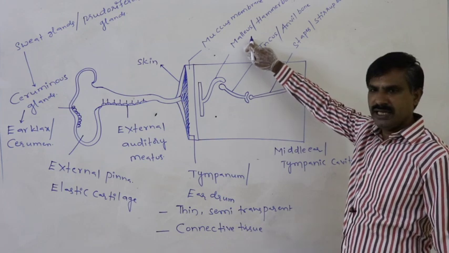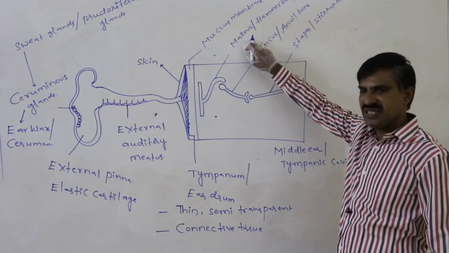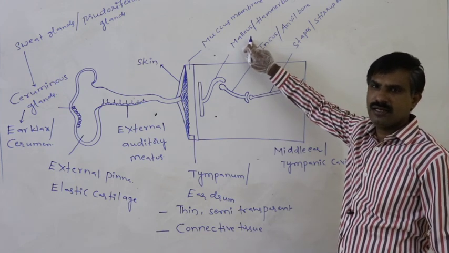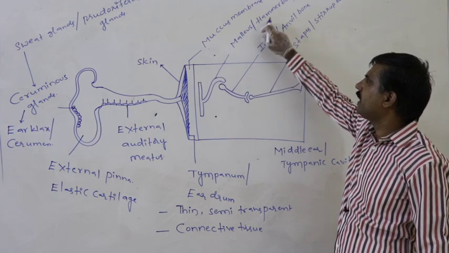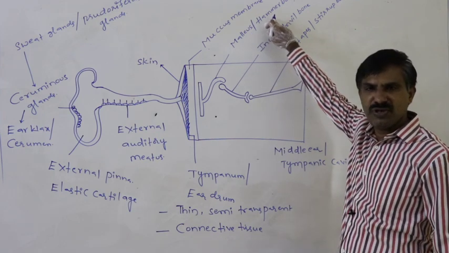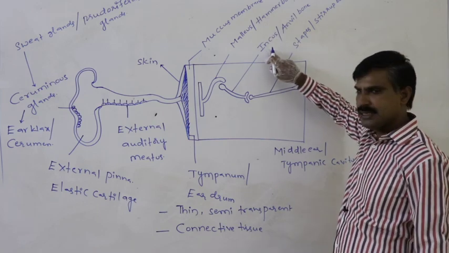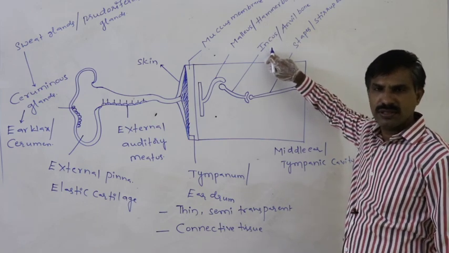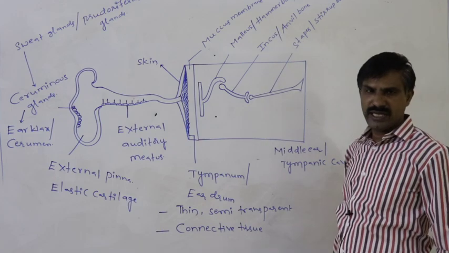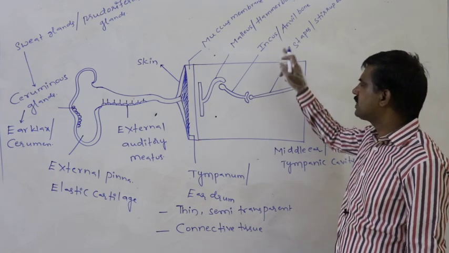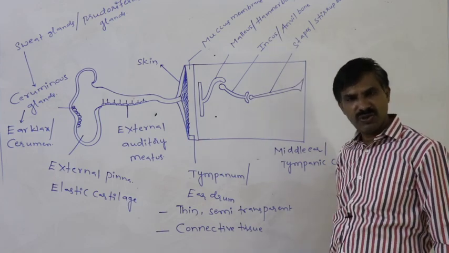This is a modified hyomandibular bone. Malleus bone is the largest ear ossicle, called the hammer bone, formed due to the modification of the articular bone. Incus is the middle bone, also called the anvil bone, formed due to the modification of the quadrate bone.